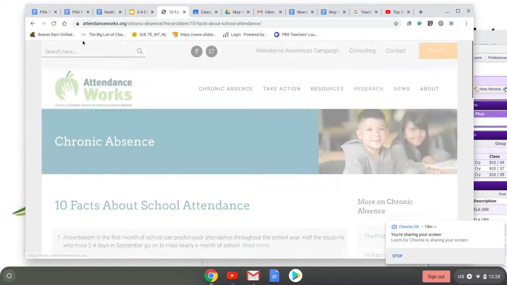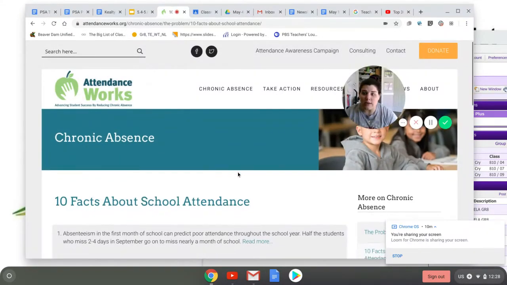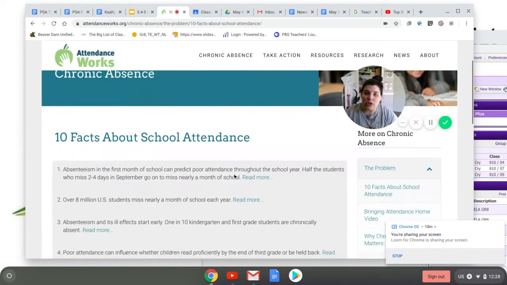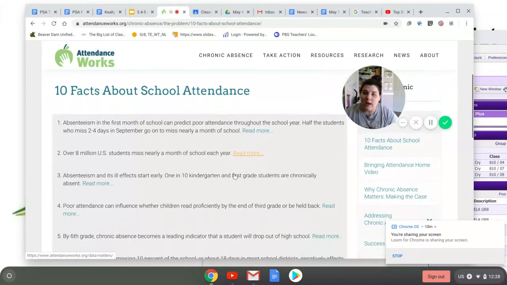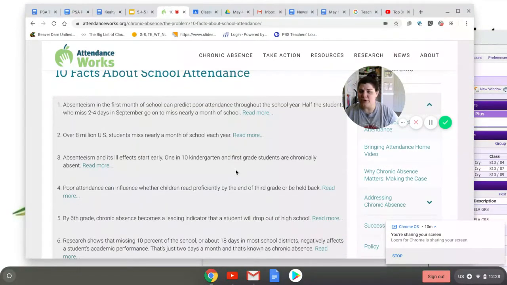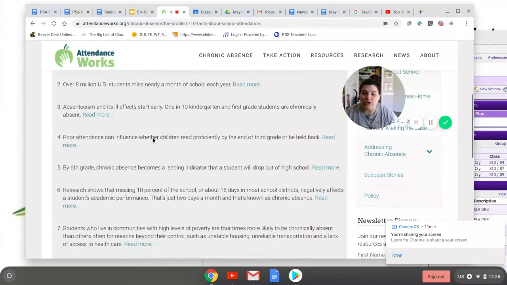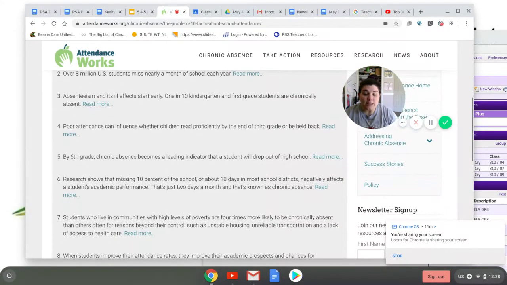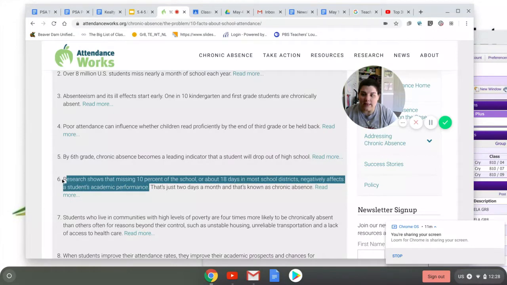And this is from attendanceworks.org. I am trusting that it makes sense to me. Did you guys know over 8 million U.S. students miss nearly a month of school each year? That's crazy. It says here, research shows that missing 10% of the school, or about 18 days in most school districts, negatively affects a student's academic performance. So I'm going to highlight this.